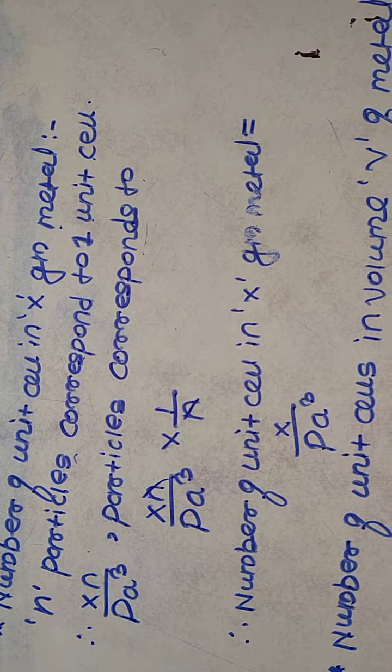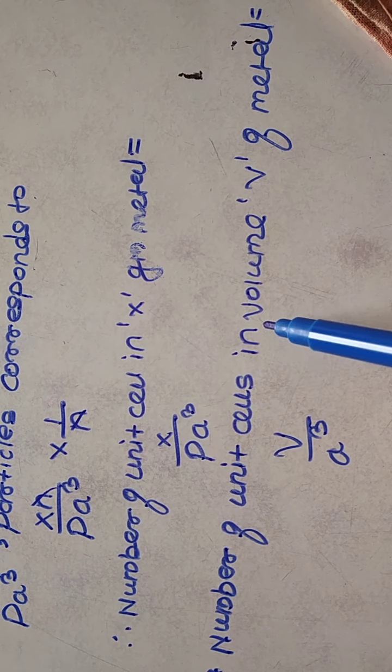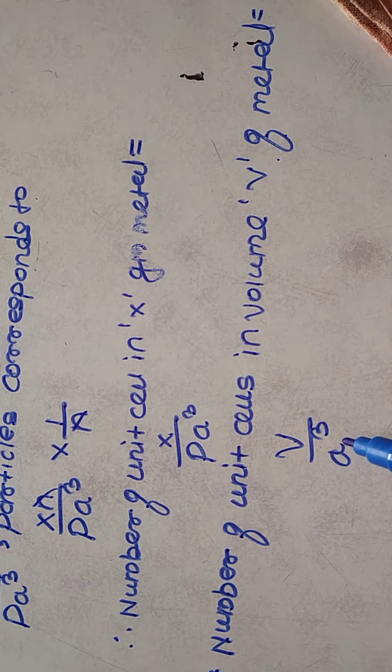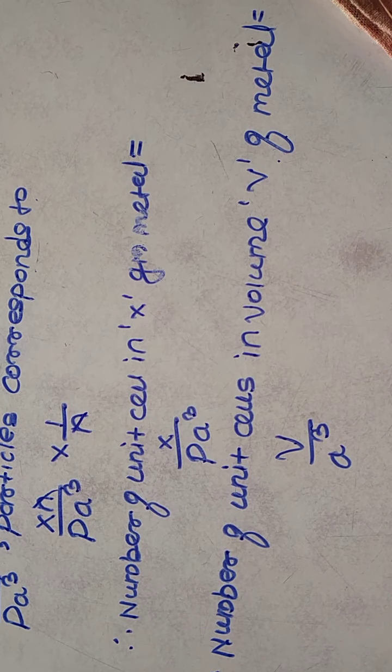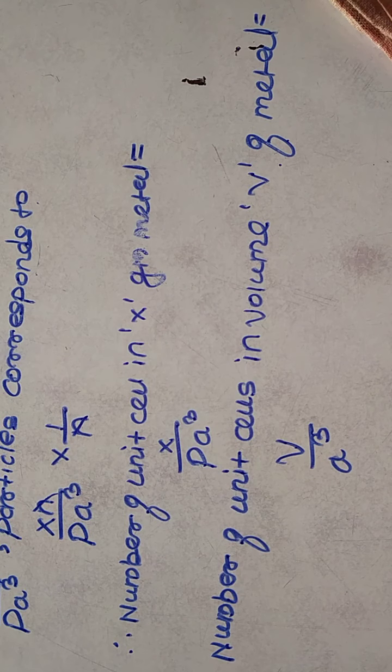The number of unit cells in volume V of metal is equal to V upon a cube. On the basis of numericals on FCC, SCC, BCC, we'll discuss how to calculate the number of particles in x gram of metal, or the number of unit cells in x gram of metal, in the next video.